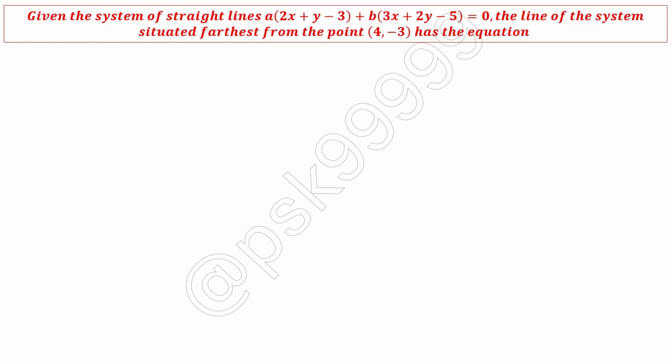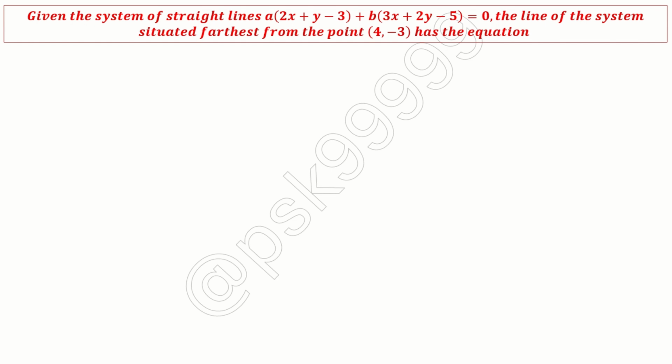Given the system of straight lines a(2x + y - 3) + b(3x + 2y - 5) = 0, the line of the system situated farthest from the point (4, -3) has the equation. First thing, understand, you've got a family of straight lines which will have a concurrency point, correct? We need to find the line among this family which is farthest from this point.